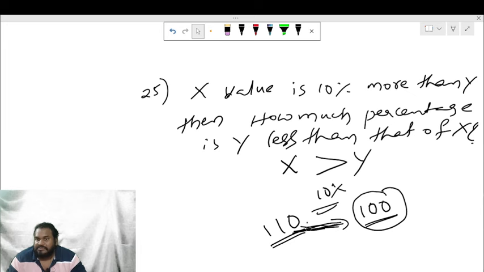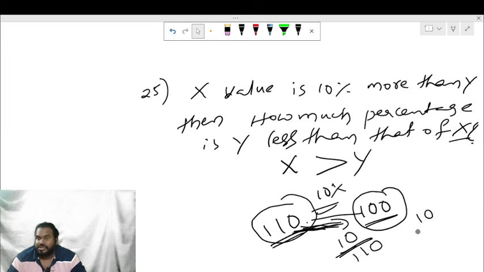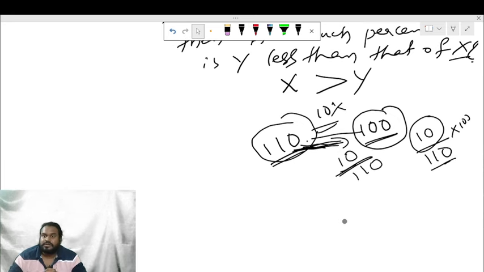So you cannot directly say 10%. Just understand the question. How much percentage is y less than that of x? That of x he is asking. So what is the difference? 10. That of x means what should come at the bottom? Not y. x should come, because we need to compare it with x instead of y. So 10 is how much percentage lesser than that of 110? That is the question.